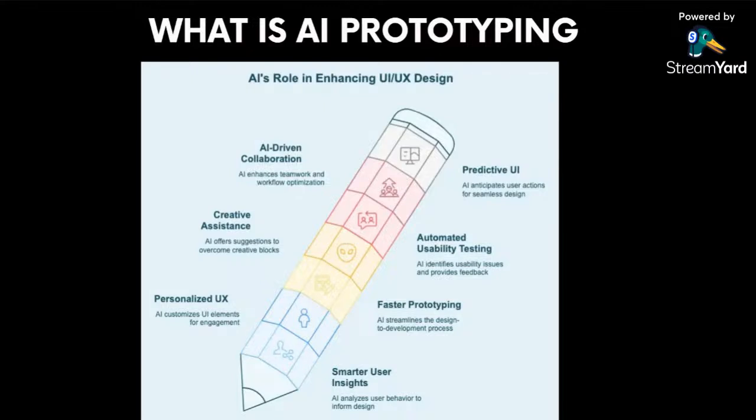So what is AI's role in enhancing UI UX design? UI UX design is a very important part and parcel of the product development process, right? You have to master UI UX design to make the user experience and the user needs to be validated properly in the product, right? So when people use your product, it must be giving a very good feel to the user. So the AI's role here is AI-driven collaboration. AI enhances teamwork and workflow optimization.